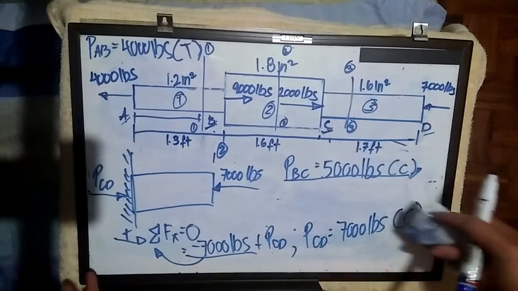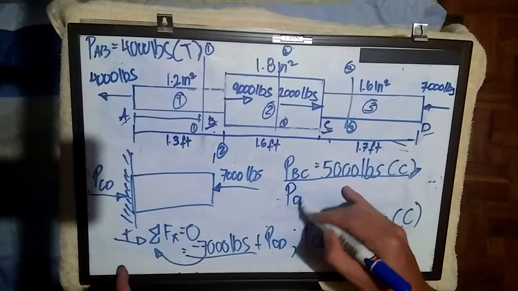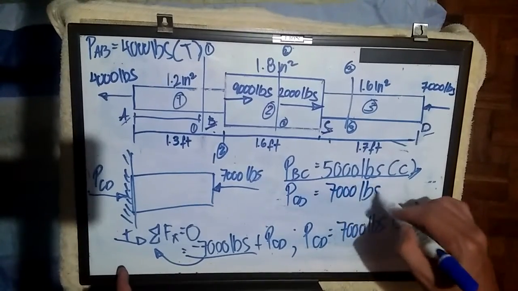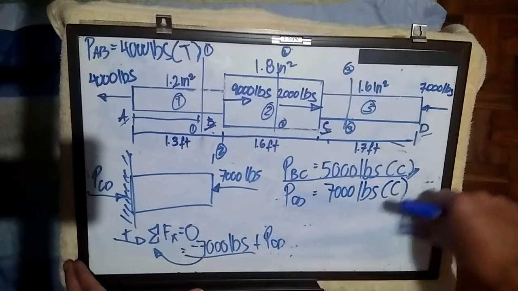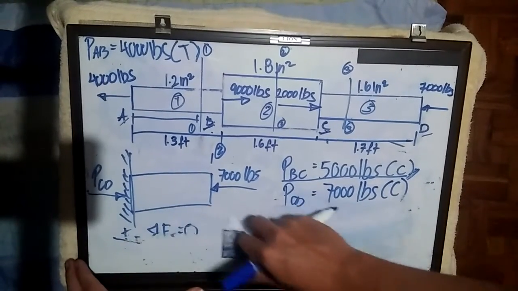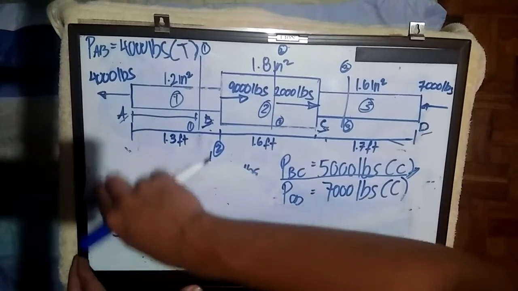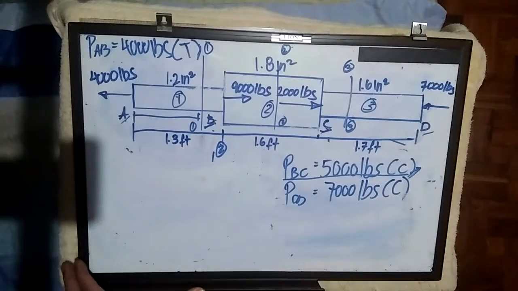I-list down lang po natin yung mga forces dito. Kaya wag po ninyong kalimutan. P sub CD is equals to 7,000 pounds compression. Erase ko lang po ito. Ganyan. So, erase lang po yan. Para mayroon tayo space. Yun.